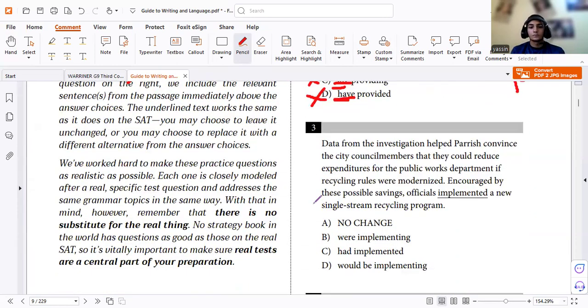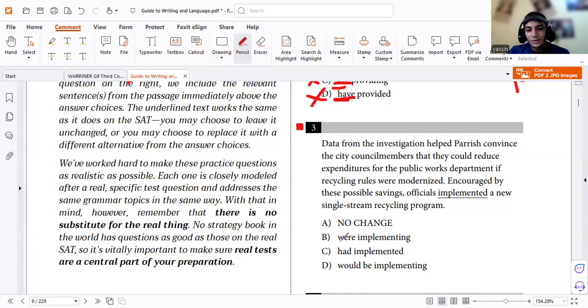Now we are going to test you. Answer number 3. Now what is your answer? Let me think with you.